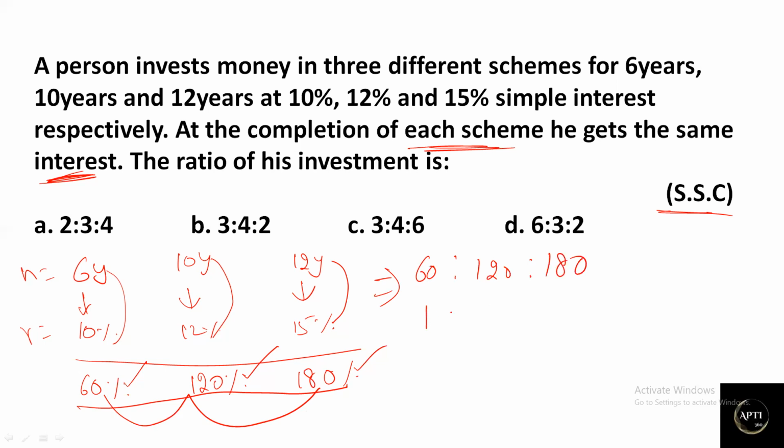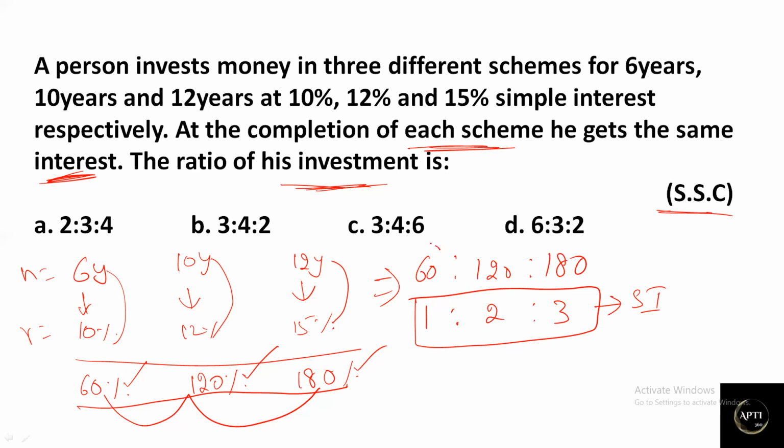Can I write it as 60 times 1, 60 times 2, 60 times 3? What is this ratio? Means if you ask me, this ratio is for simple interest. But what they are asking is, what is the ratio of investment? Ratio of investment.